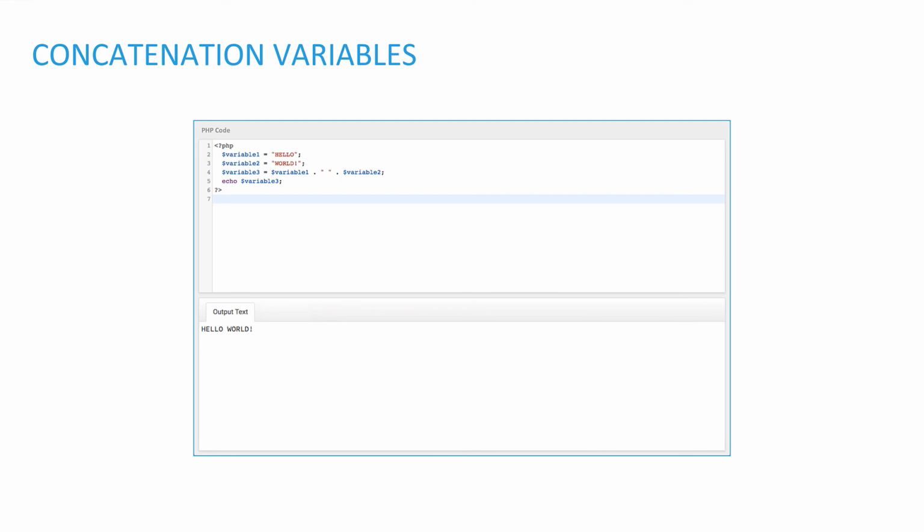The last example. Here in this example, we are going to concatenate 2 variables by using a dot. Also, like the previous example, we have declared 3 variables. The first one has the string hello value, and the second one has the string world value. And as you can see, we have concatenated the 2 variables and stored the result inside the third variable. Then we have used the echo statement to output the result inside the output screen.